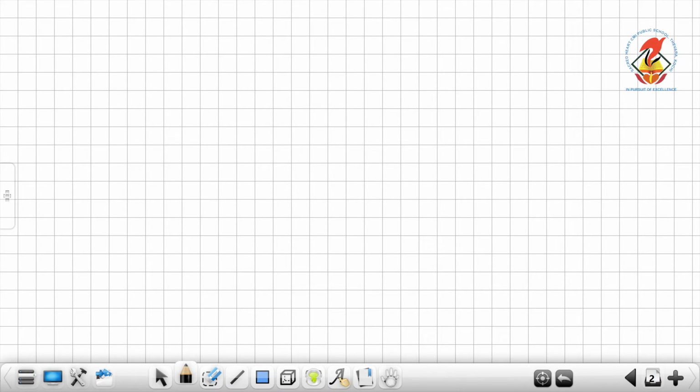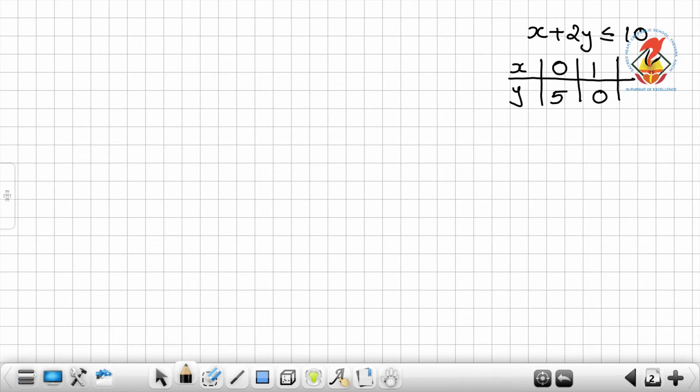Okay, the first equation is x plus 2y less than or equal to 10. So find the points. When x is 0, y is 5. When y is 0, x is 10. Now the second line, x plus y greater than or equal to 1. So when x is 0, y is 1, and when y is 0, x is 1.